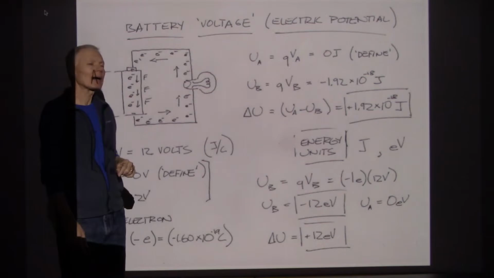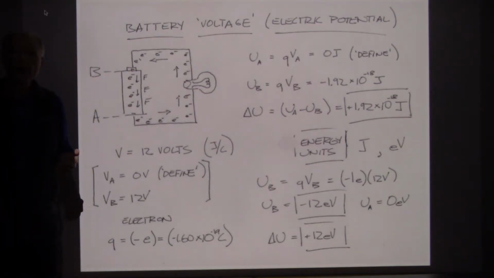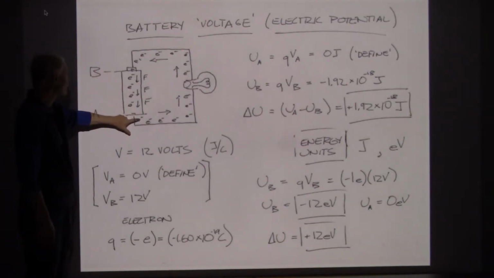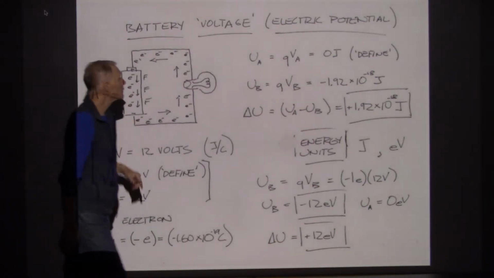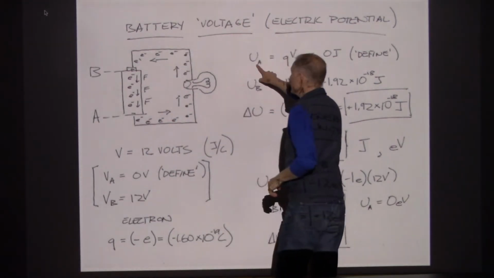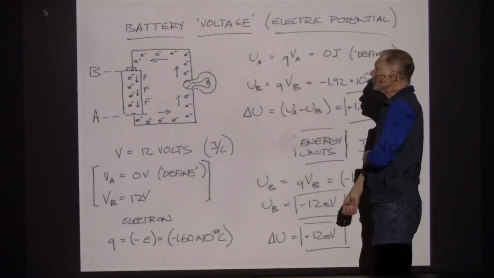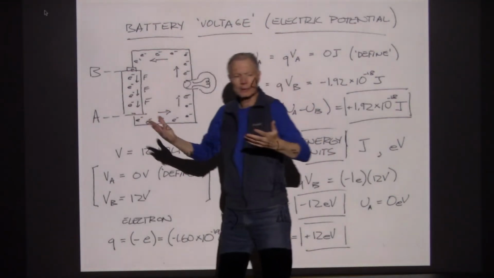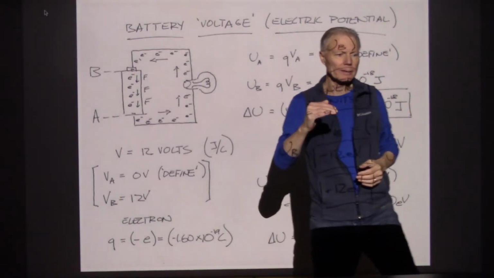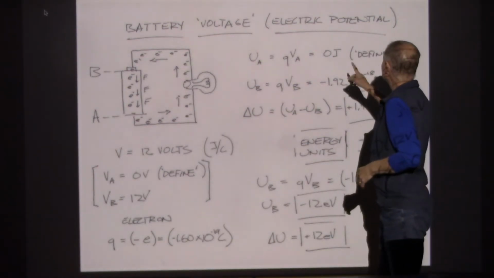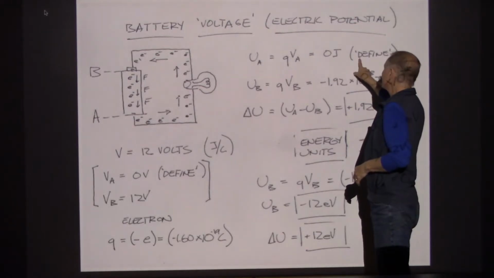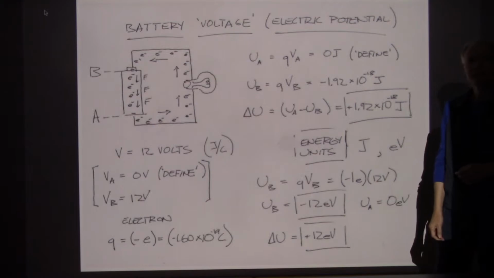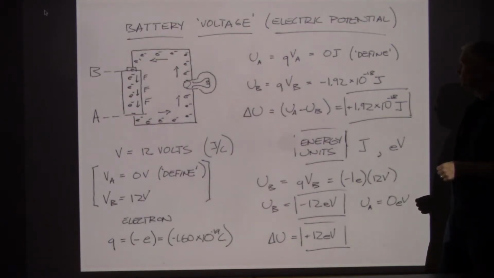How can we keep track of the energy that the chemical reactions are providing? Well, the chemical reactions are sending the electrons off with a certain amount of potential energy. Typically, we define the negative terminal often as a reference point, and we set that equal to 0 joules by definition. We don't have to pick the negative terminal, but that's often an easy way to set things up.